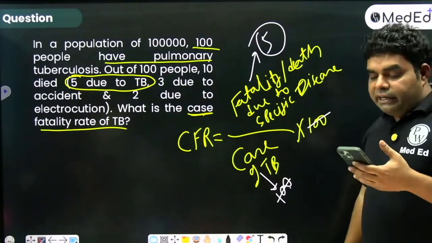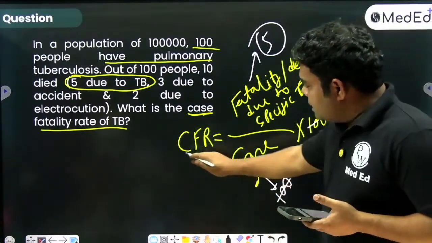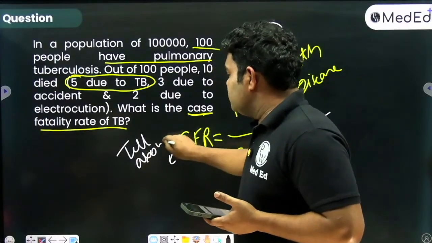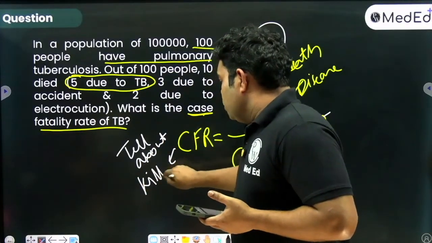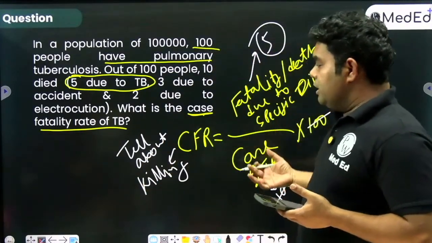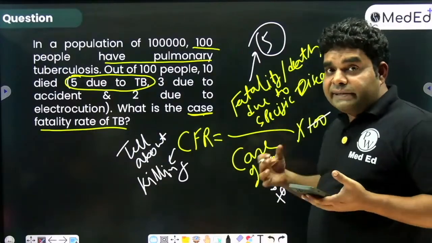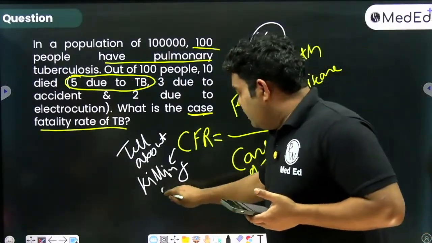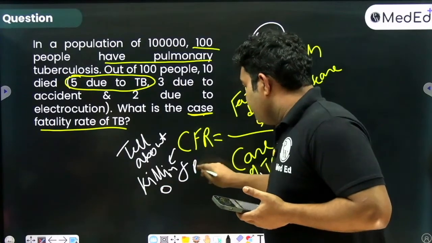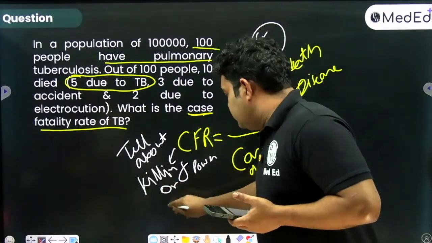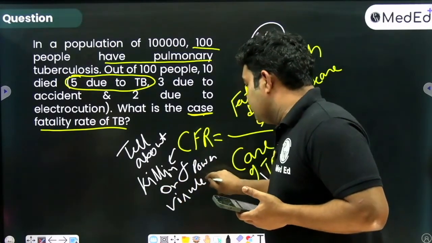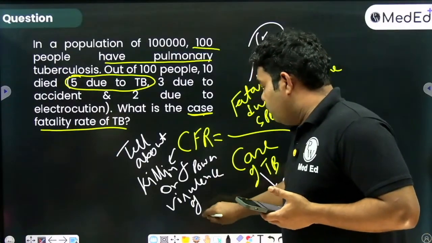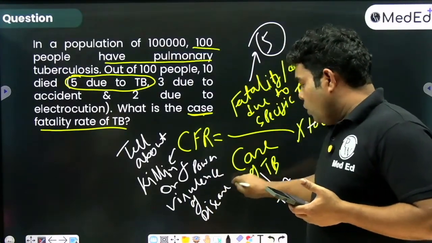और केस फैटालिटी रेट हमें क्या बताता है? केस फैटालिटी रेट हमें बताता है किलिंग पावर, वायरुलेंस ऑफ डिजीज, कि टोटल अगर 100 मरीज होंगे तो उसमें से कितने मरेंगे. It tells that out of 100 patients how many die due to TB. सो केस फैटालिटी रेट टेल्स किलिंग पावर और वायरुलेंस, कि मारने की इस बीमारी की ताकत कितनी है. It tells about killing power and virulence of that disease which we are talking about.